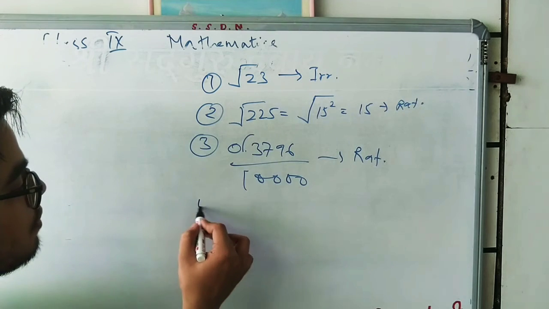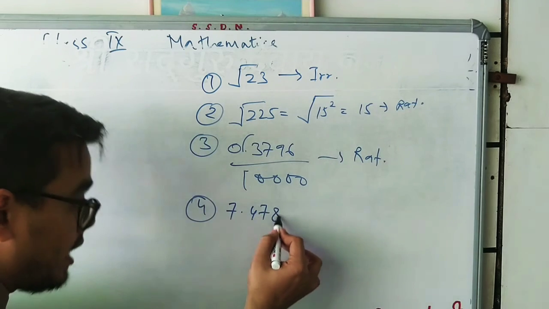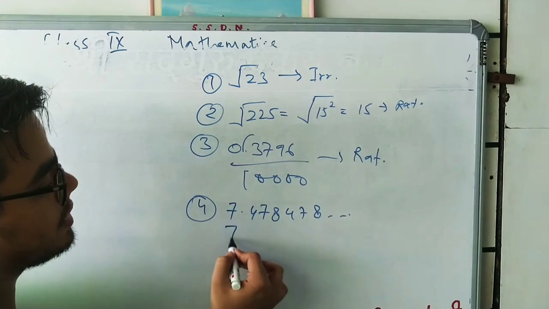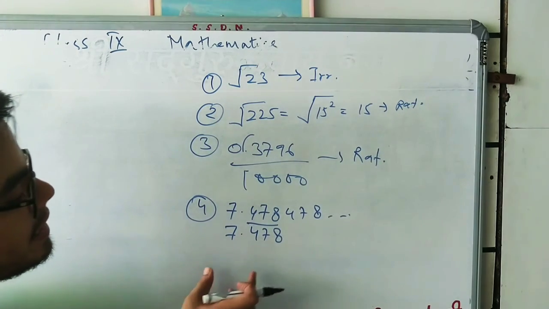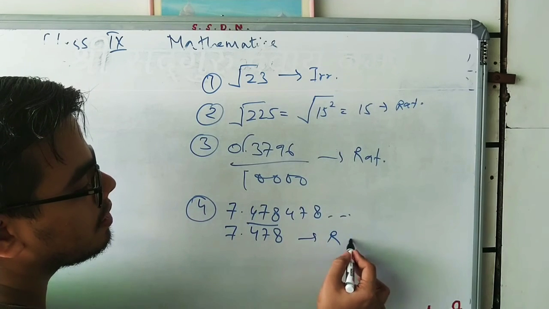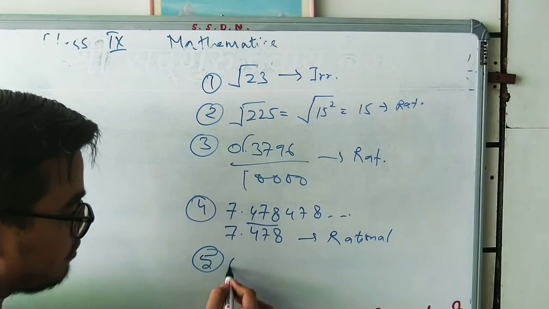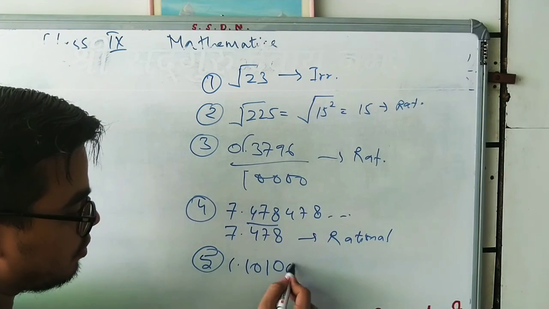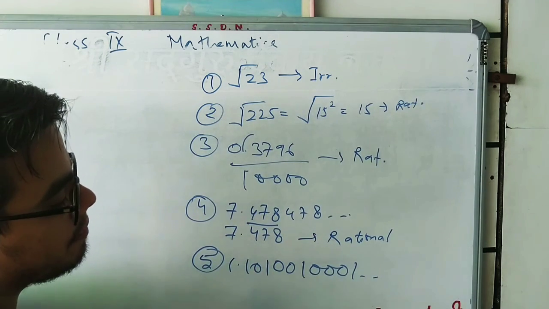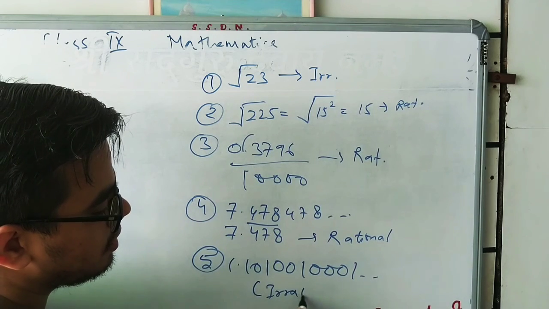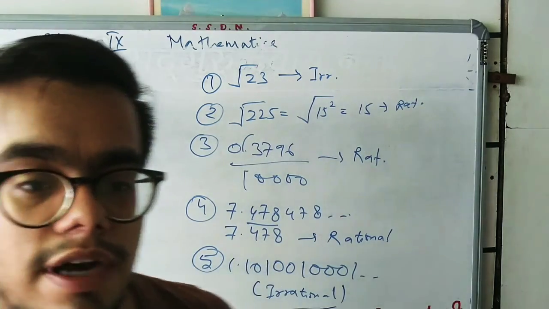The fourth one is 7.478478 and so on. So it is 7.478 bar, thus it is non-terminating but repeating. So this is also a rational number. Now the fifth one is 1.0100010001. Since it is non-terminating and non-repeating decimal, it is an irrational number. So we are done with 1.3.